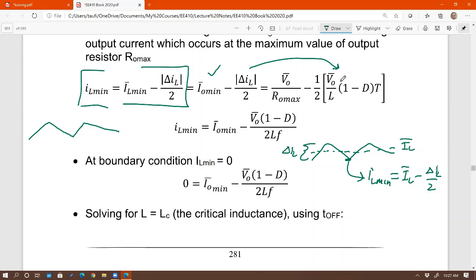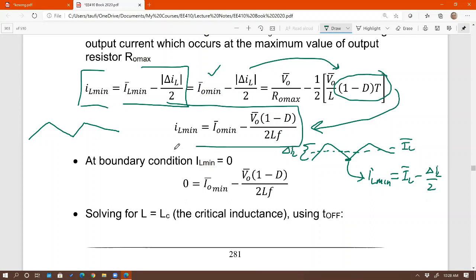Excellent. So now I know, just by looking at the equation, that I'm deriving delta IL from T off. How do I know that? From here, 1 minus D times T. We know that's T off, right? Then at the end you get the equation for IL min equals this equation right here. Awesome, that's what we get for IL min.